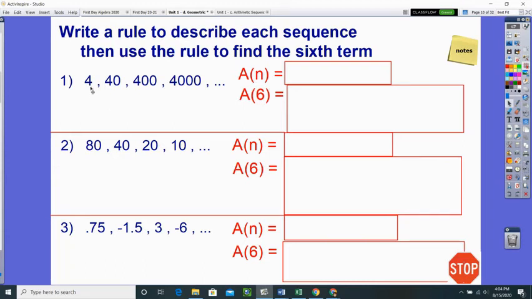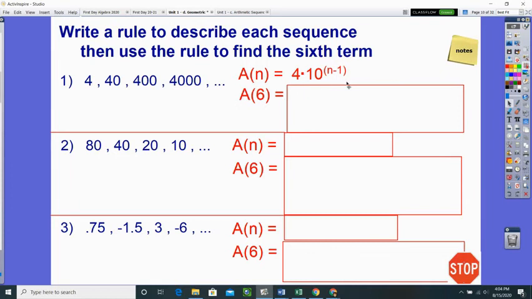Okay, so if I look here, 4 to 40 to 400 to 4,000, the common ratio would be multiplying by 10. When I go to write my rule, the first thing I'm looking for is the first term. Because it's geometric, it's going to be multiplying, not adding. That common ratio, the number I'm multiplying, is 10. And the other mistake that people make is they forget to make this n-1 be an exponent, not a multiplication.